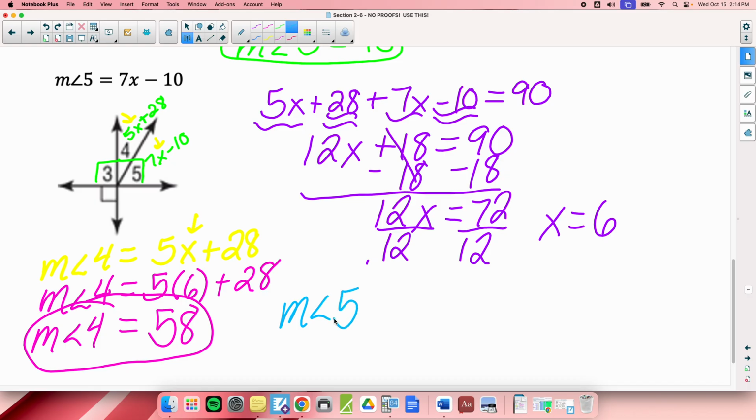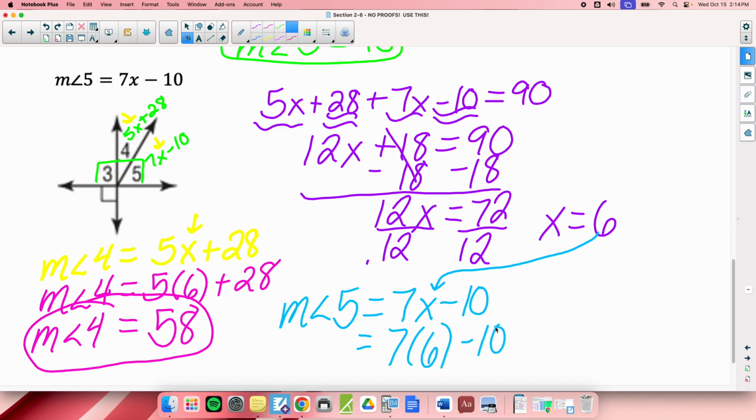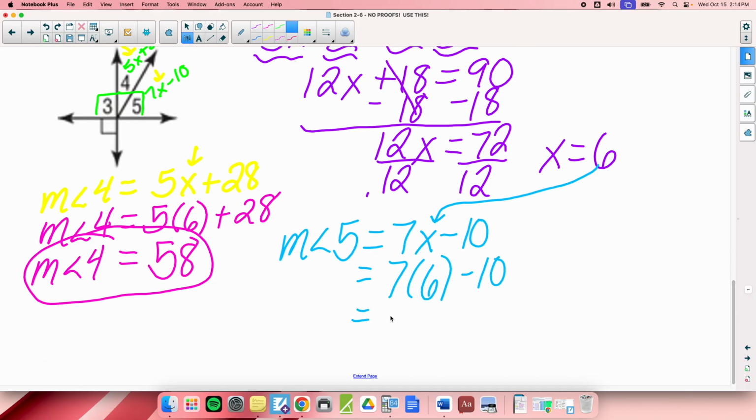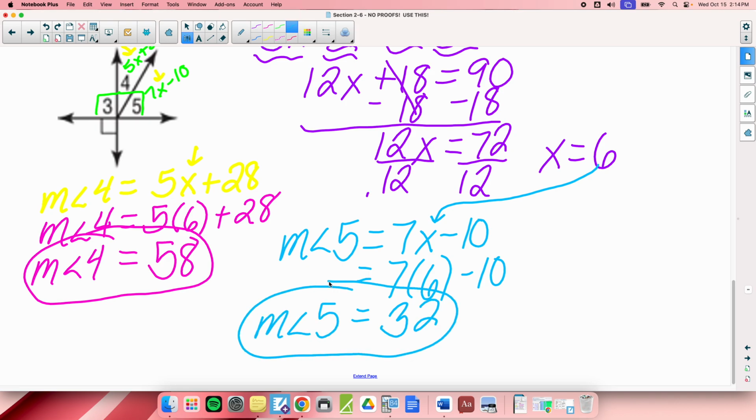Do you guys know what angle 5 should be? 32. If this is 58, shouldn't that one be 32 to add up to 90? But you can check if it is by going 7x minus 10 and putting 6 in there. What's 7 times 6 minus 10? 32, right? And is that what we wanted? So that's a way that you can check your answer for that.